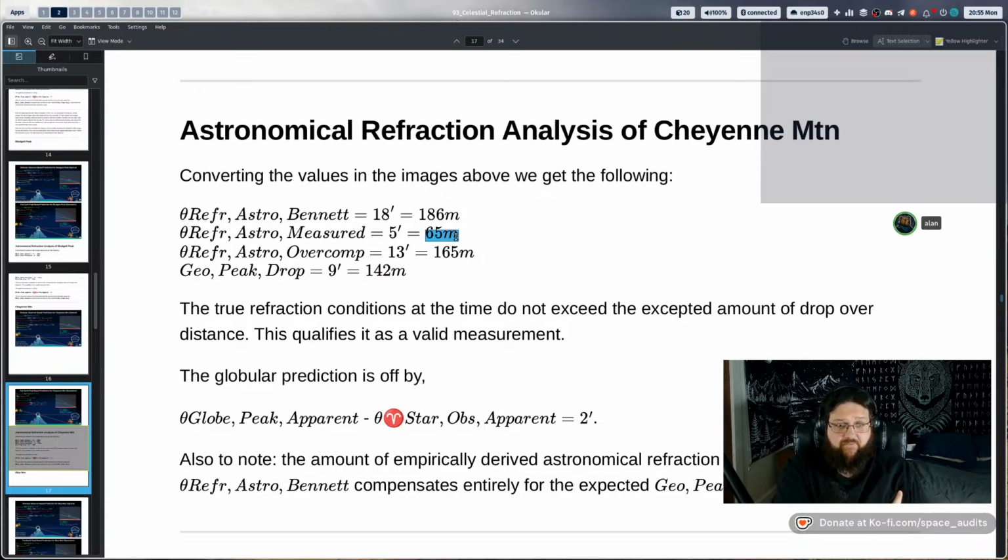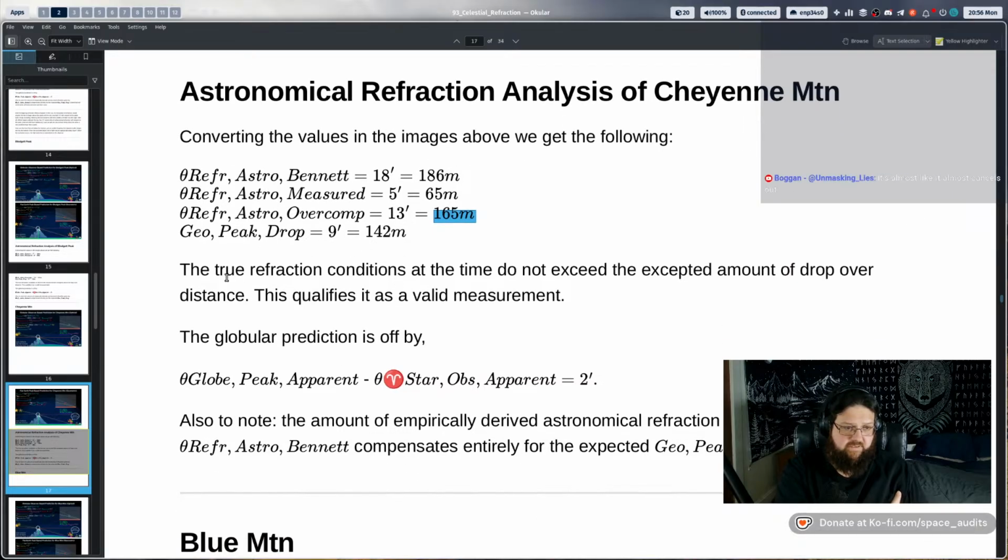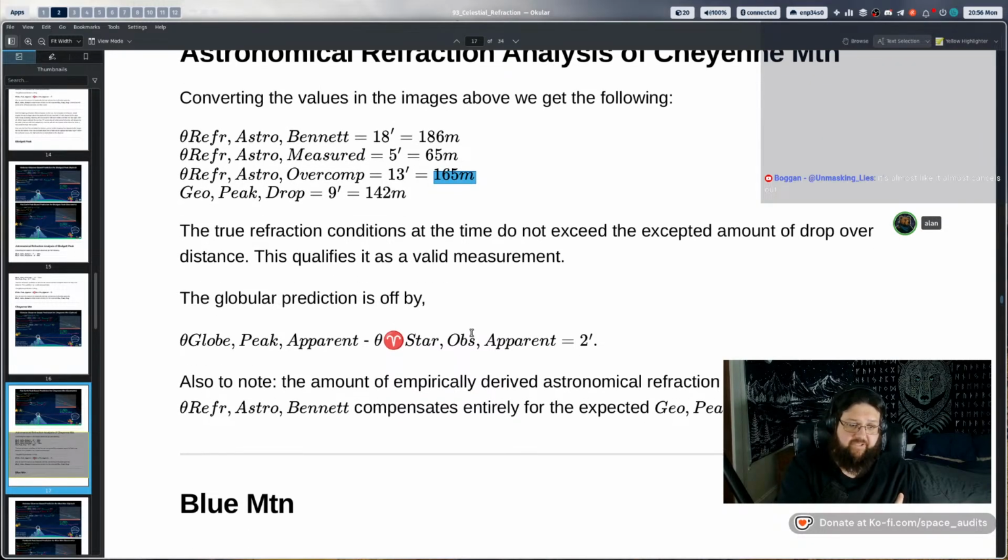The actual measured difference was a 65 meter difference at 5 arc minutes, not 18 arc minutes. So the real amount of refraction there was 5 arc minutes, giving 65 meters of difference. And the astronomical overcompensation given by that is 165 meters. So they overcompensated for 142 meters by adding 165 meters to it. All right, so again here, the refraction conditions do not exceed the expected amount of drop over distance, so this qualifies as a valid measurement.